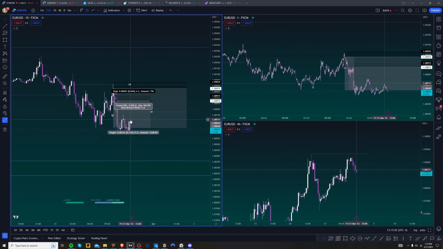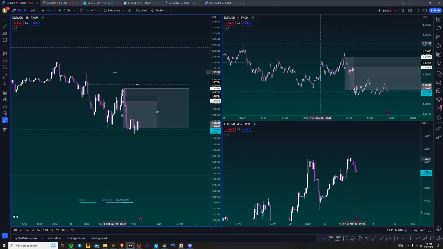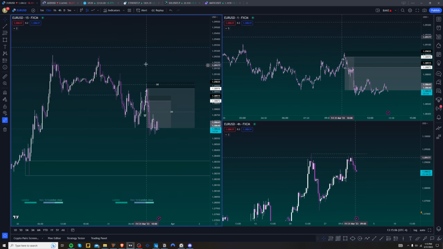I use the 1 minute to do this re-entry. But for my setups overall, I want to do them on the 15 minute, because the higher the time frame, the more likely that play is going to play out.